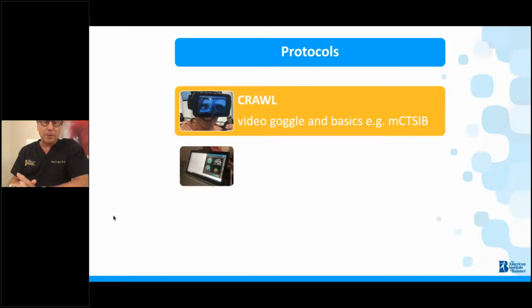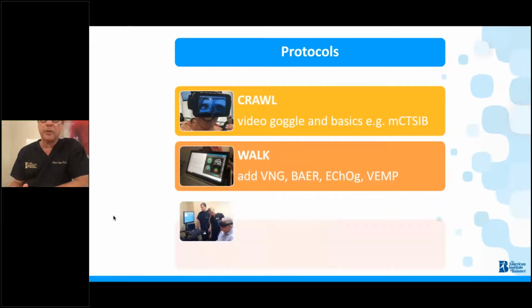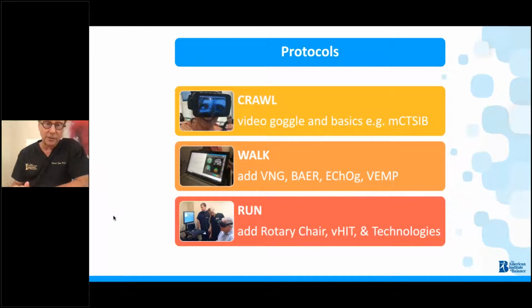So here's some opportunities. I like to think of this as a crawl, walk, run process. It may be that all you want to do is diagnose and treat BPPV. If that's the case, you might just need a little $5,000 video goggle. If you want to do more, then you can do VNG, Bears, ECOGs, VEMPs. If you want to do even more, you can add rotary chair, video head impulse testing, or some of the more advanced tests.